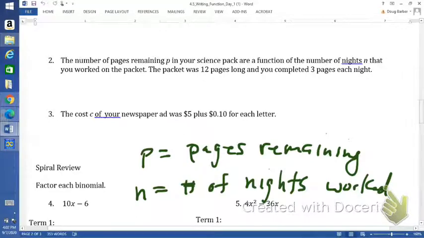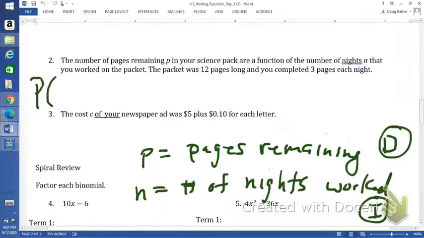Alright, so what depends on what? So the pages that you have remaining depend on the number of nights that you worked on it. So that's your independent variable. Now all you need to remember from this is just you capitalize your dependent variable. So you capitalize the P. In parentheses, you write the lowercase n.